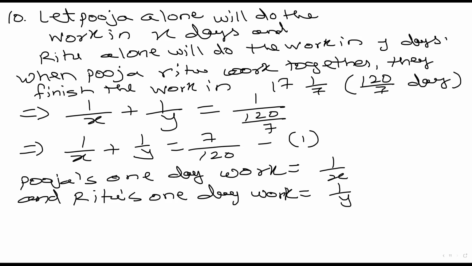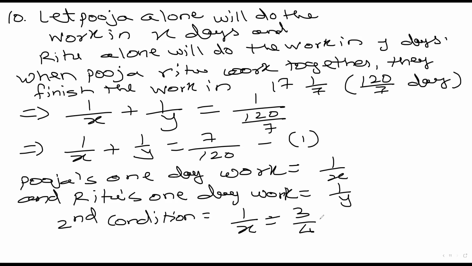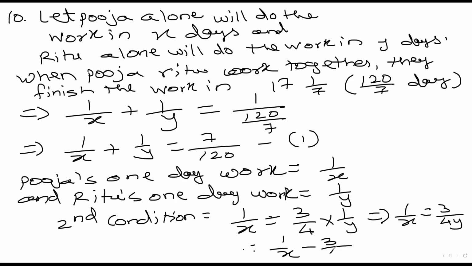Now, what is the condition? 1 day work of Pooja be 3/4 of 1 day work of Ritu. According to the second condition, 1 day work of Pooja, that is 1 upon x, is equal to 3/4 of 1 upon y. Do you understand? So 1 upon x minus 3 upon 4y is equal to 0. This is equation 2.